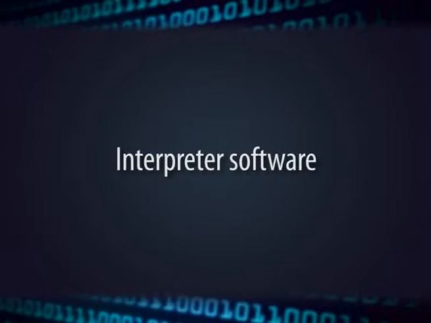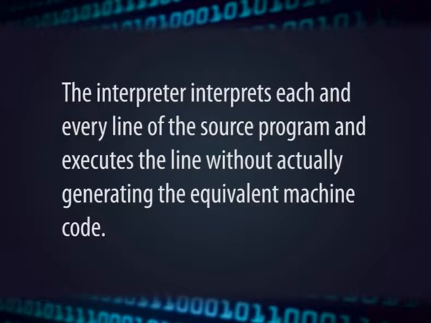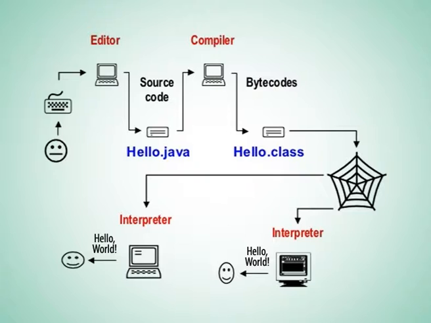Another variant of the compiler is the interpreter software. The interpreter was written for the initial high level languages like BASIC. The interpreter interprets each and every line of the source program and executes the line without actually generating the equivalent machine code. The interpreter software maintains all the memory variables and performs the updates to these variables as done in the source program. Therefore, the output of the source program, the final value of the modified variables, is the same as if the compiler actually executes the program.